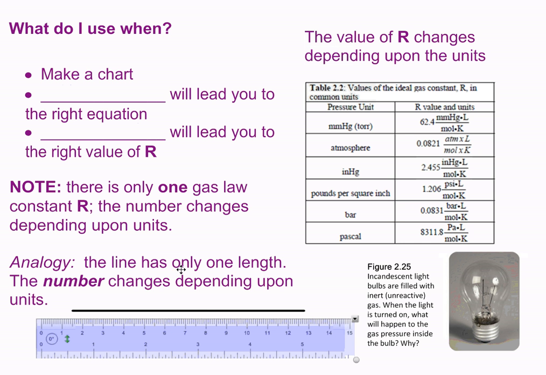So how do you know what to use when? When you make a chart, the variables will tell you whether or not you use the ideal gas law or the combined gas law. And the pressure units let you know which value of R you're going to use. Most of the time, we will use 0.0821 liter atmospheres per mole Kelvin or 62.4 millimeters of mercury, or torr, liters per mole Kelvin. Note this entire thing is the unit.